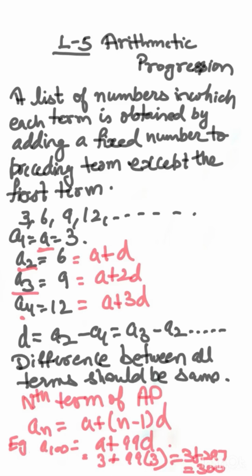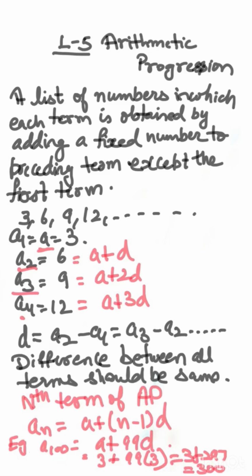For example, if I have to find out a100, then a100 will become a plus (n minus 1) d. n over here is 100. So 100 minus 1 is 99. So a plus 99d, that is 3 plus 99 into 3. 3 plus 297, 300.